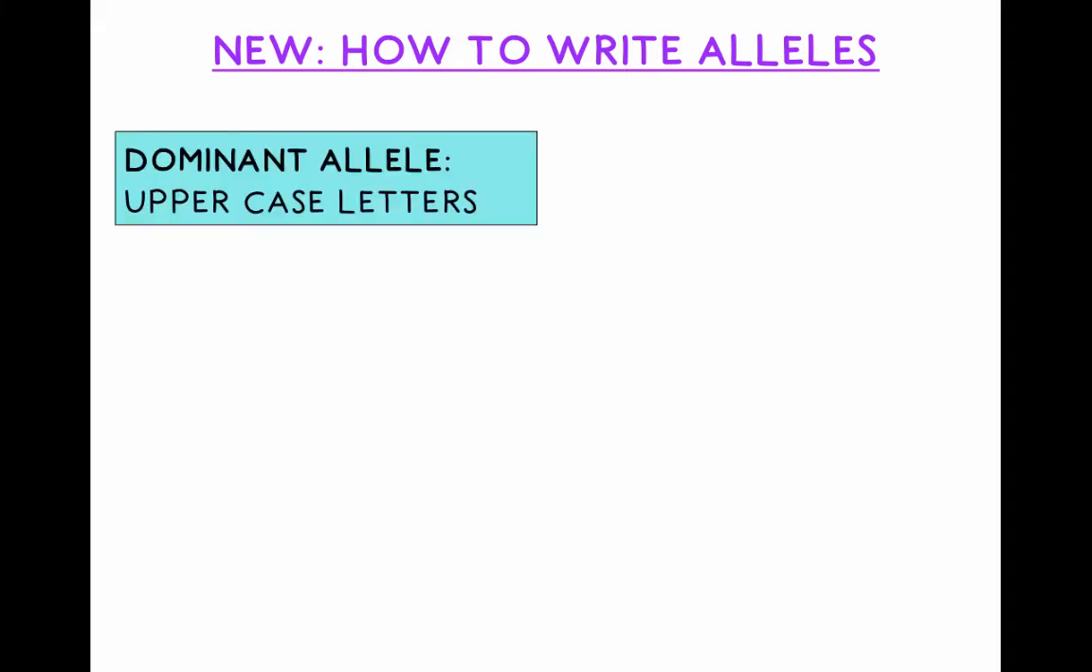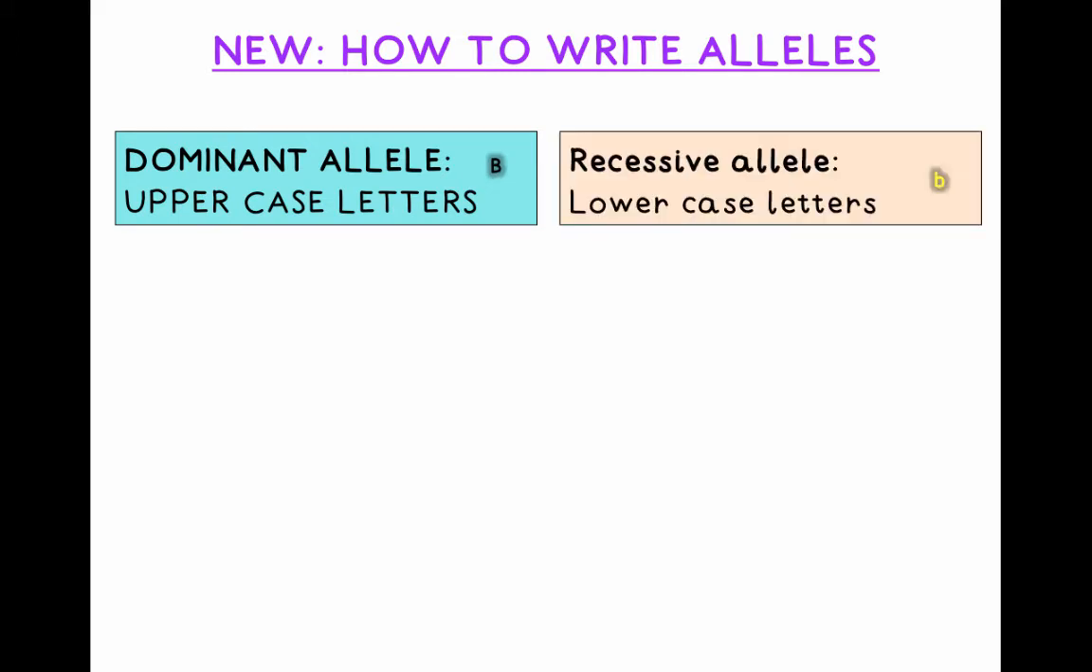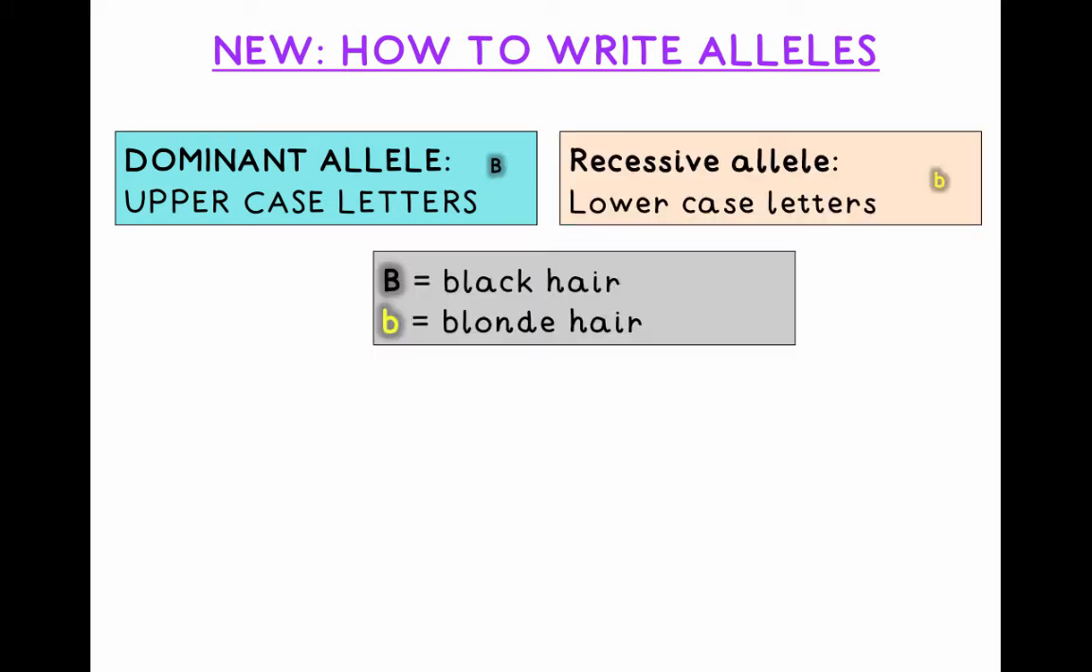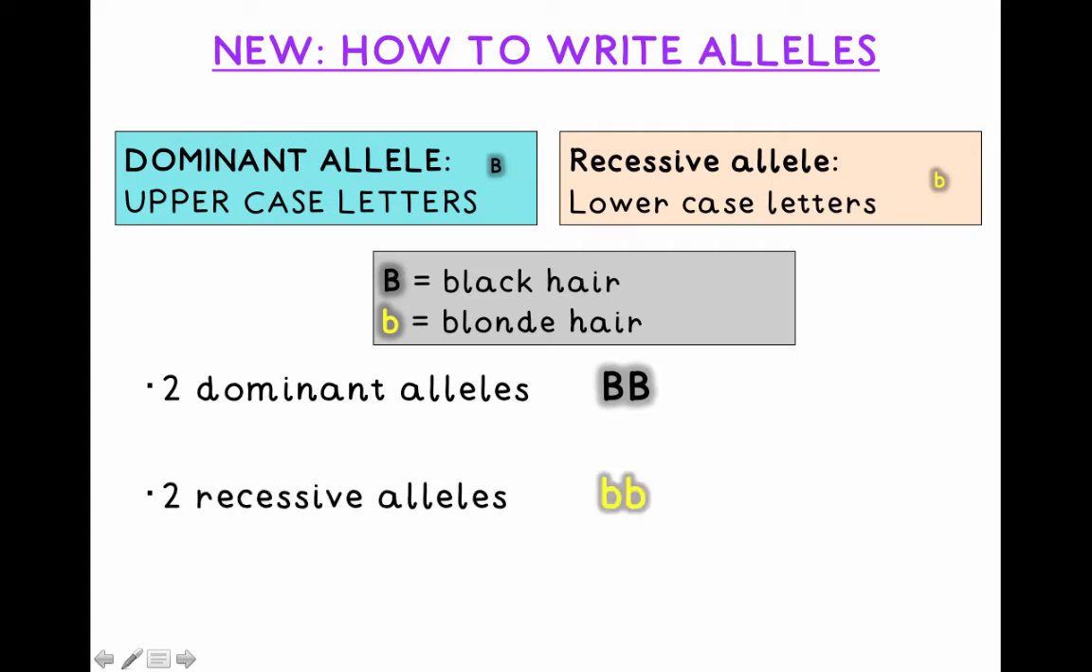But how do we write these alleles? We call the writing of alleles genotypes. Now, the dominant allele will be shown in uppercase letters and the recessive allele will be shown in lowercase letters. So say that B is for black hair and little b is for blonde hair. This individual that has two dominant alleles, do you think he will have black or blonde hair? You're right, he will have black hair.